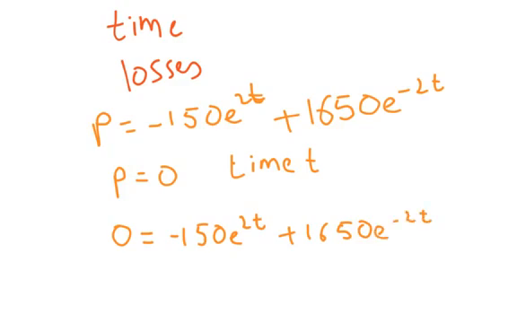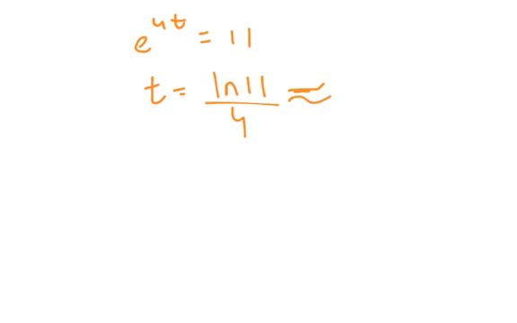So e raised to 4t is equal to 1650 upon 150, which will be 11. So e raised to 4t is equal to 11, and t will be ln 11 upon 4, which is roughly equal to 0.6. So what we are saying here is that in 0.6 seconds the P army will be completely defeated by the Q army.